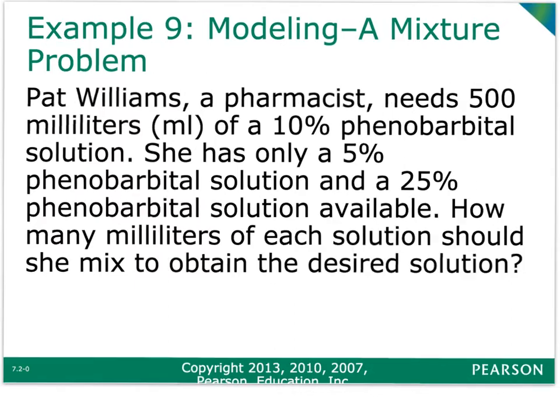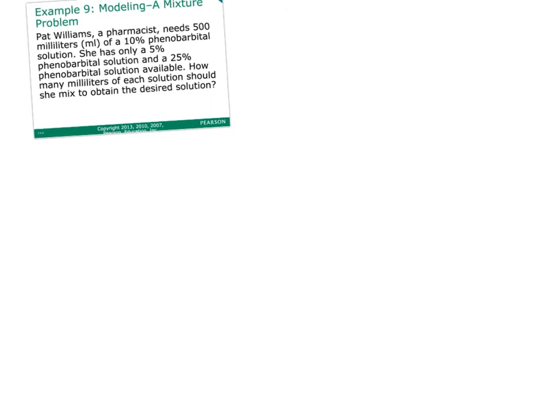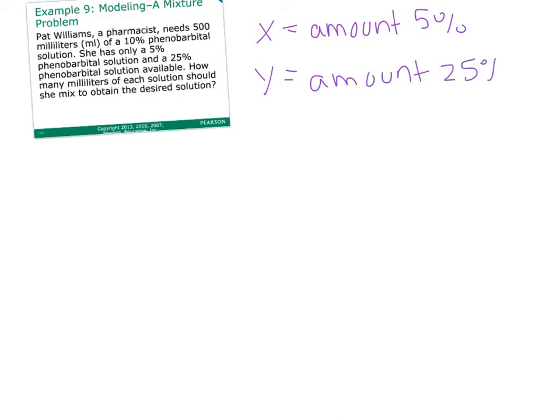Okay, so I'm going to scooch this out of the way. First thing you have to decide is what your variables are. I like to use x and y as my variables. That's just my habit. Okay, so the unknown is how much of each solution she needs. So let's let x be the amount of the 5% solution. And let's let y be the amount of the 25% solution. Now, if you were in a chemistry class, you would need to be more specific than amount. We are measuring in milliliters here. So your answer will be milliliters when you're done.